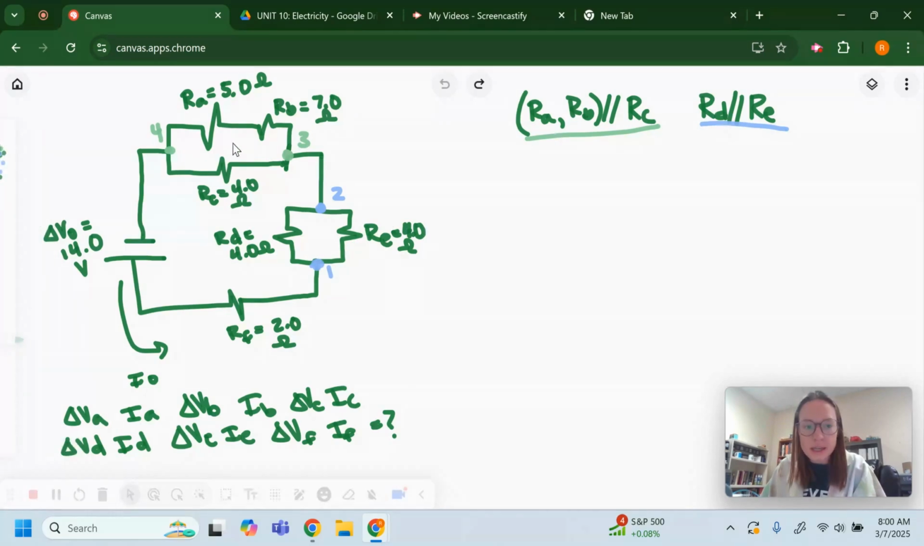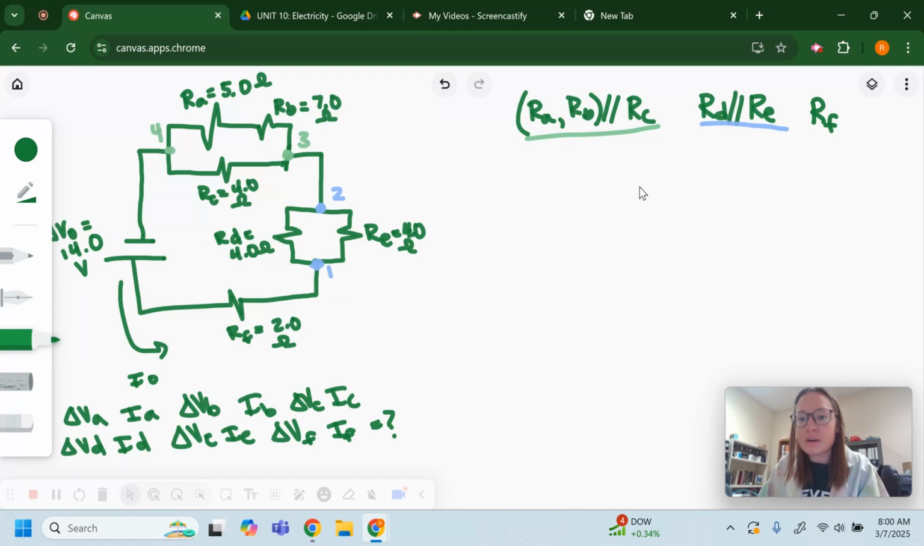Okay, so what you should see, thanks for your patience. You actually didn't have to wait at all, but that did take me a good second. What you should see here is that no matter what, all the current has to go through RF. There is no path back to the battery that doesn't involve going through RF. So RF is going to be last here, like this.